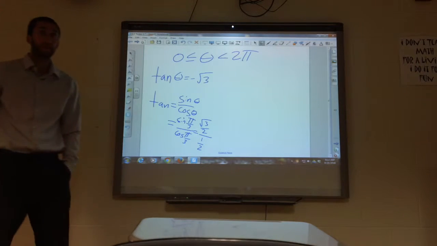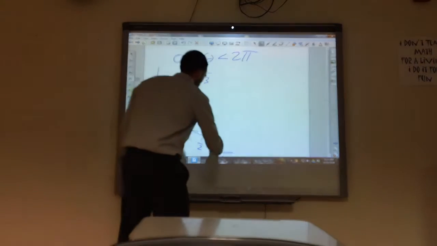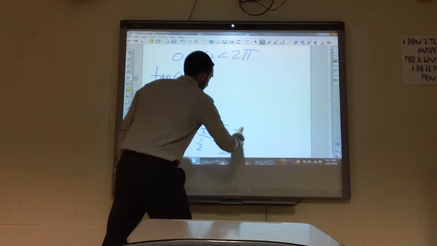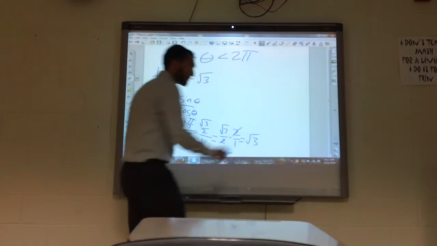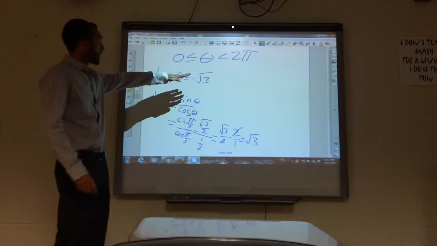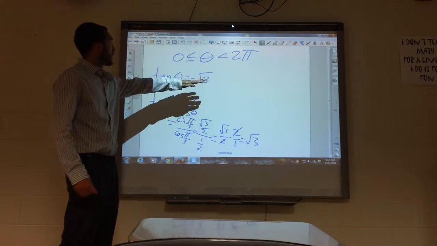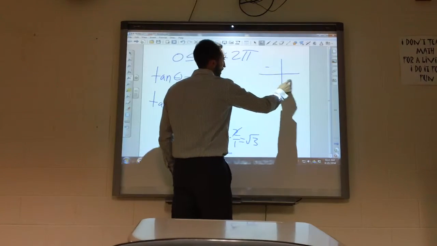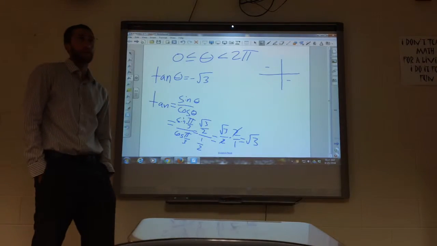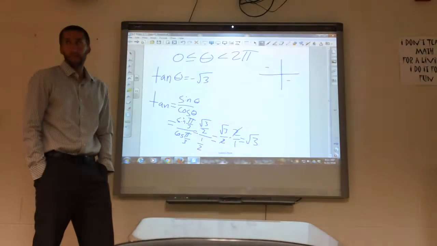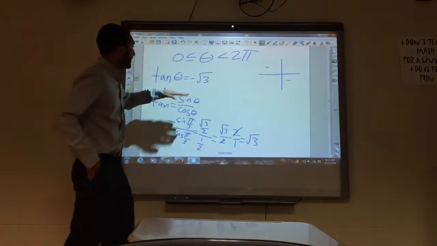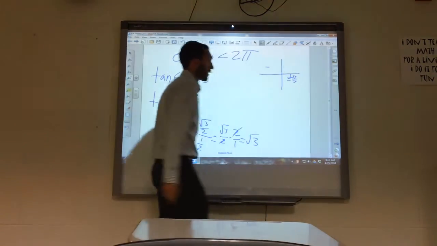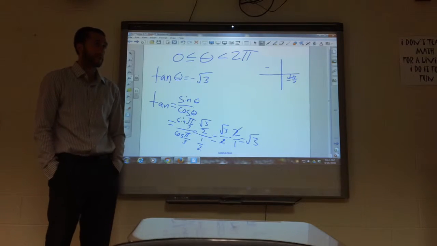We should have those memorized. So to simplify this, I get radical 3 over 2 times, remember, we flip and multiply, the 2's cancel, and I get radical 3. But it's negative radical 3, so tangent is negative, remember, in the second and the fourth quadrants. Some of us missed that on the quiz too. So negative pi over 3 puts us in the fourth quadrant and would give us negative radical 3.